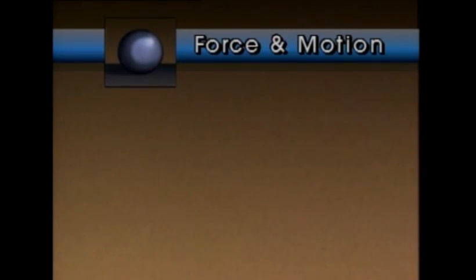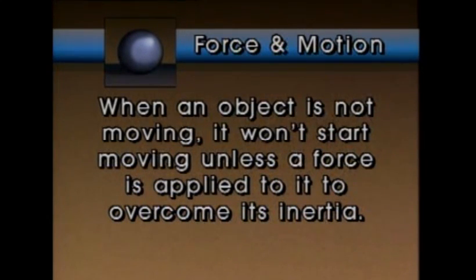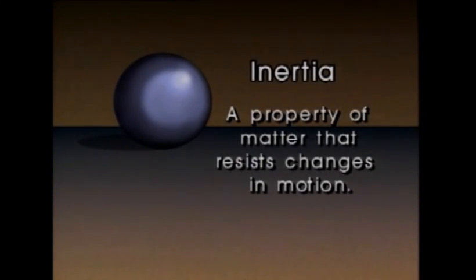Let's take a look at three basic laws of force and motion. Going over them can help you see how force and motion are related. The first law states that when an object is not moving, it won't start moving unless a force is applied to it to overcome its inertia. Inertia is a property of matter that resists changes in motion. An object that's not moving remains at rest because of its inertia.